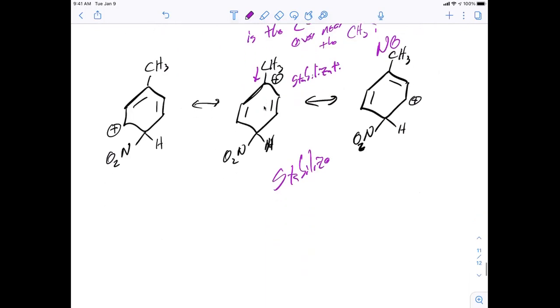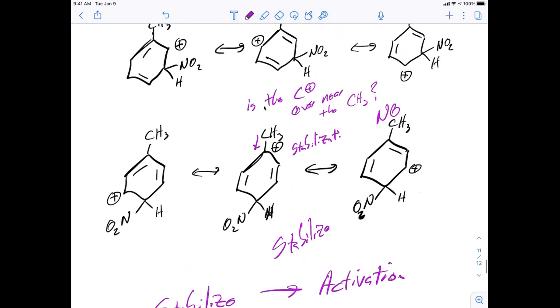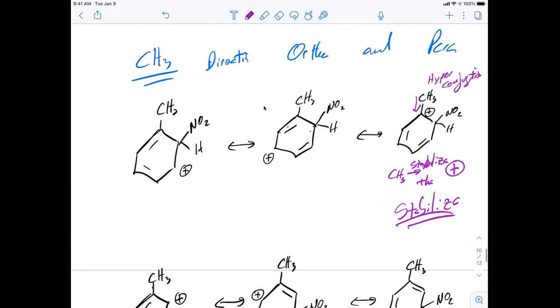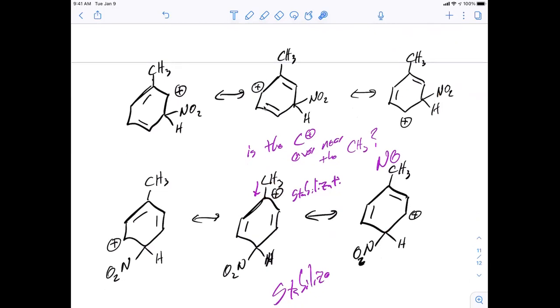When I stabilize something, that's activation. Because if I can stabilize a carbocation, what does that mean for my energy of activation? That brings the energy of activation down. If the energy of activation goes down, the reaction goes faster. So I've activated the reaction. The ortho will allow me to get the carbocation in the right place. And the para position, the bottom position, will allow me to get the carbocation in the right place. But the meta position does not allow that.